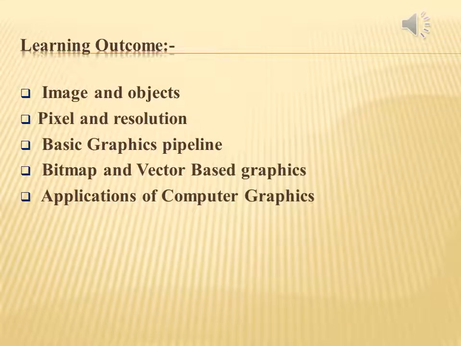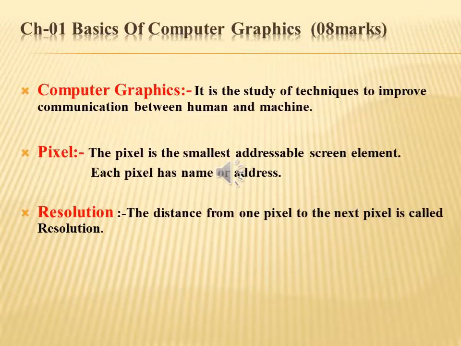Learning outcome of this video: image and objects, pixel and resolution, basic graphics pipeline, bitmap and vector based graphics, and applications of computer graphics. Chapter 1: Basic of Computer Graphics. It is for 8 marks.